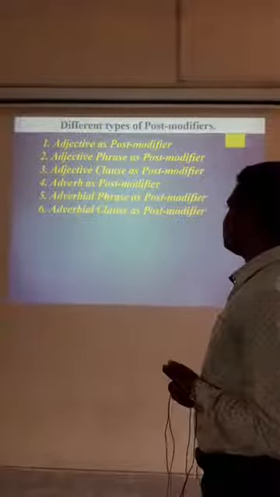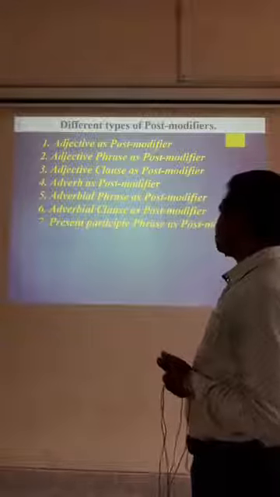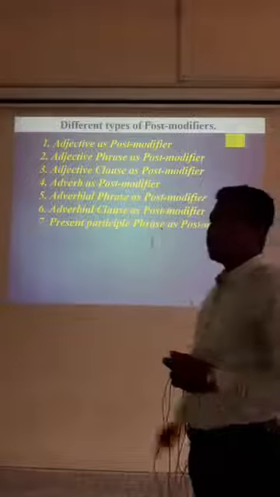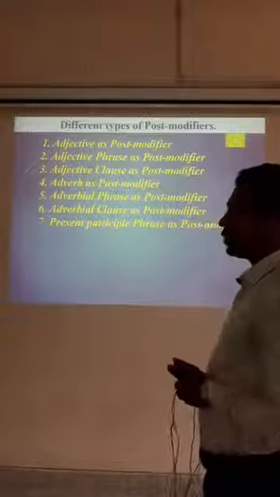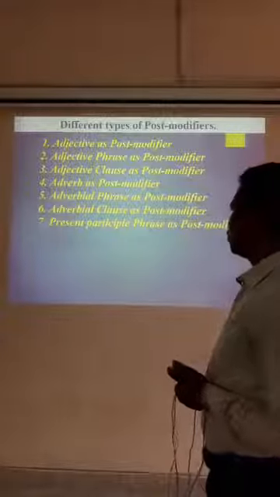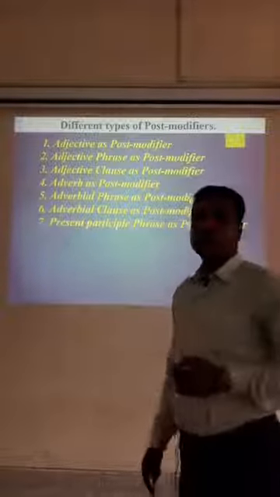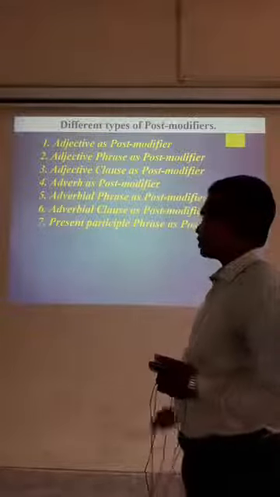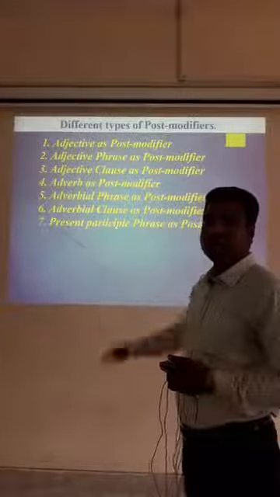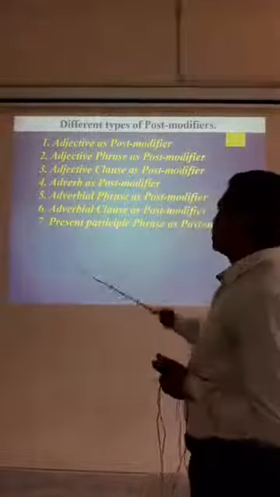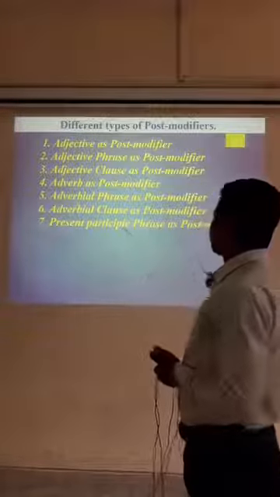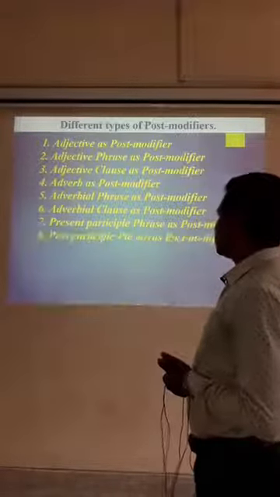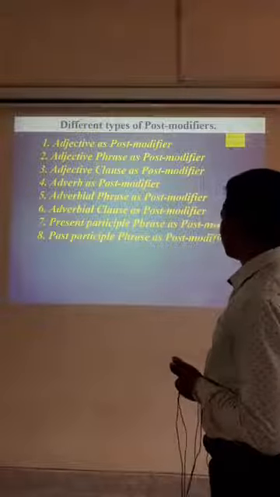Number 7, present participle or present participle phrase. You already know what a present participle is. If you use a verb with ing, then you can call it a present participle. I think you have already known it. Now, present participle as post modifier. Number 8, past participle as post modifier.